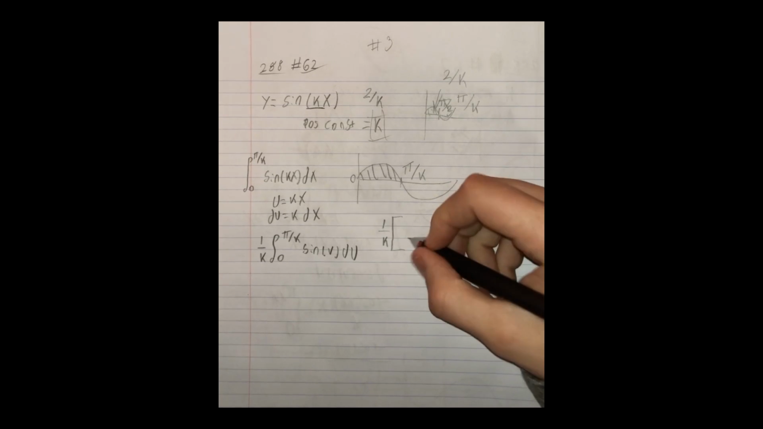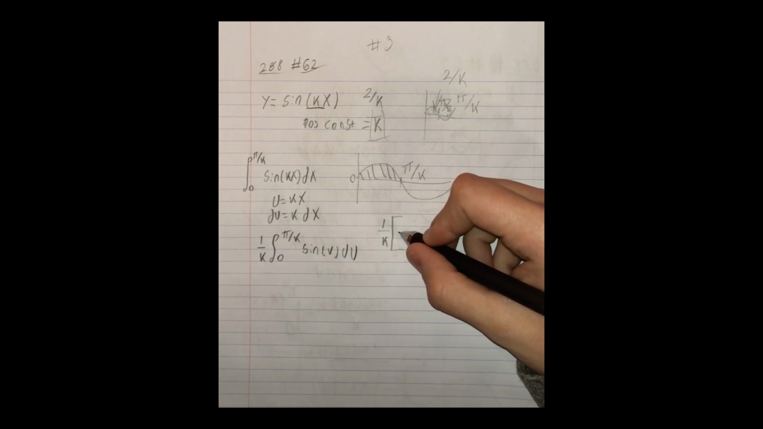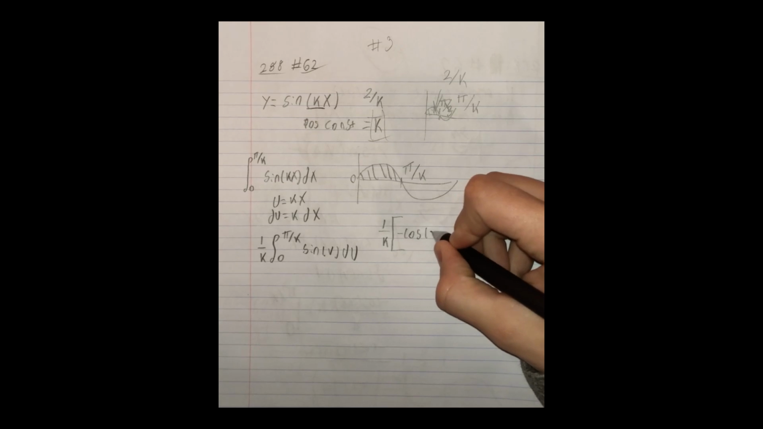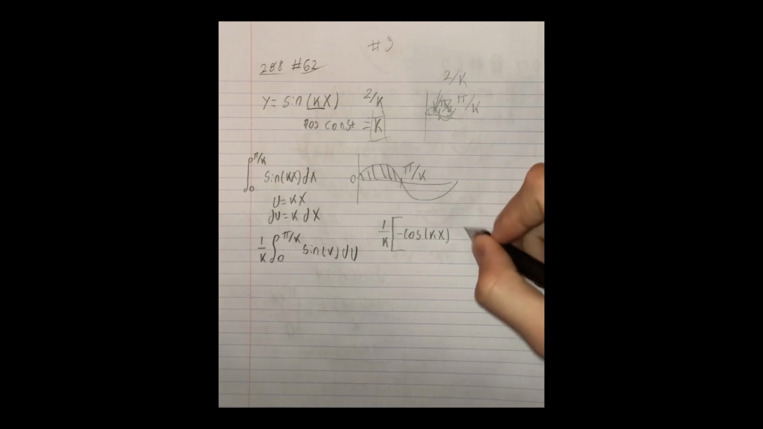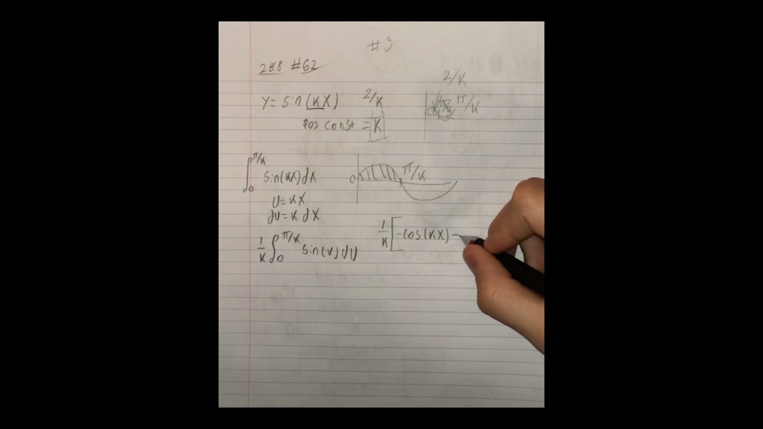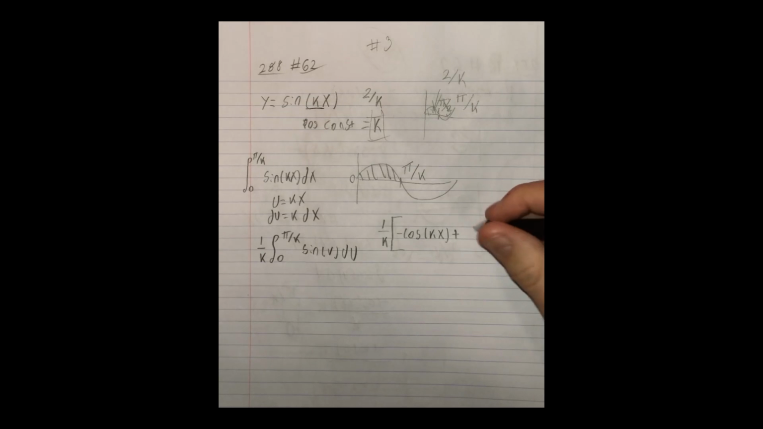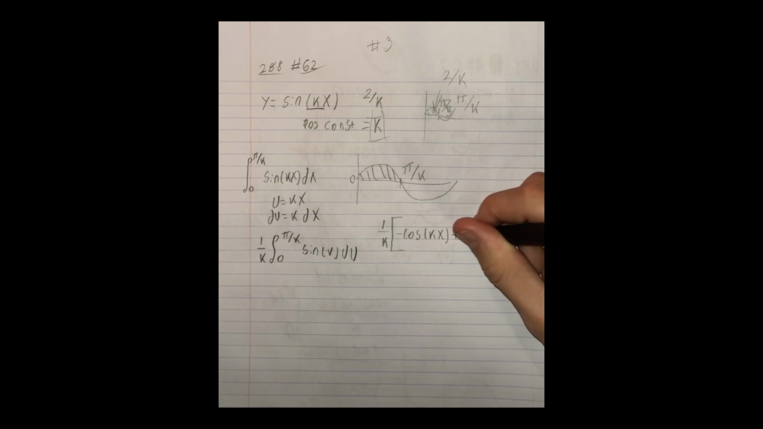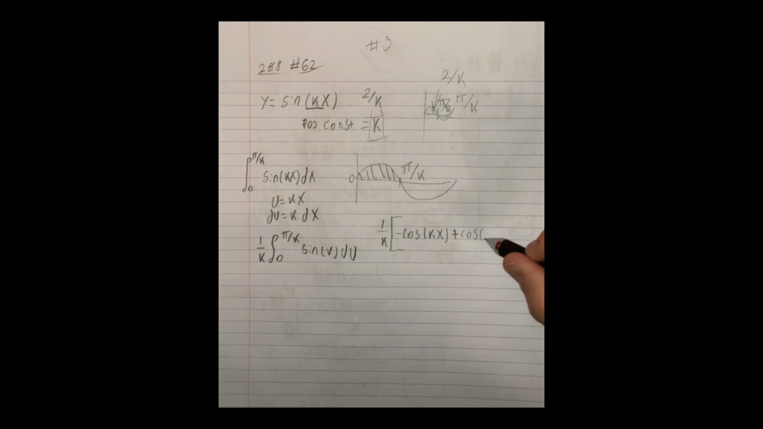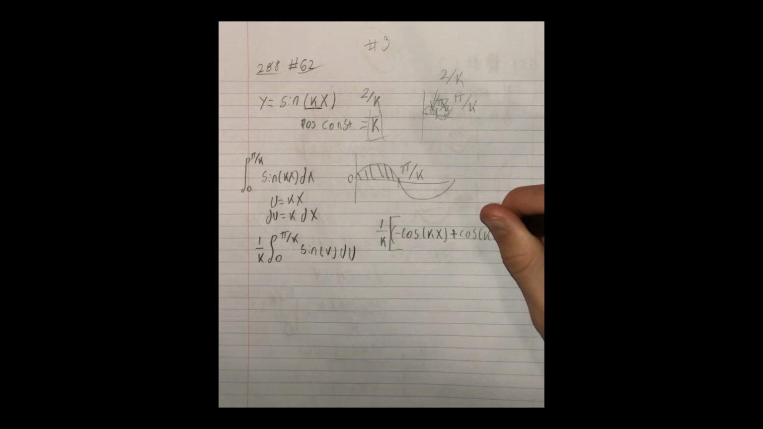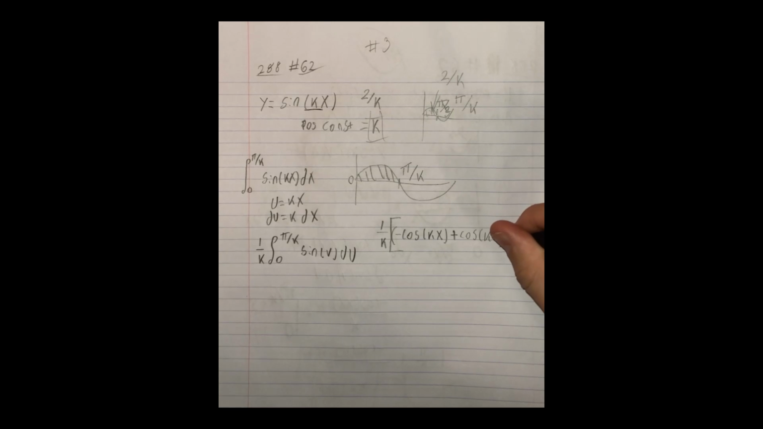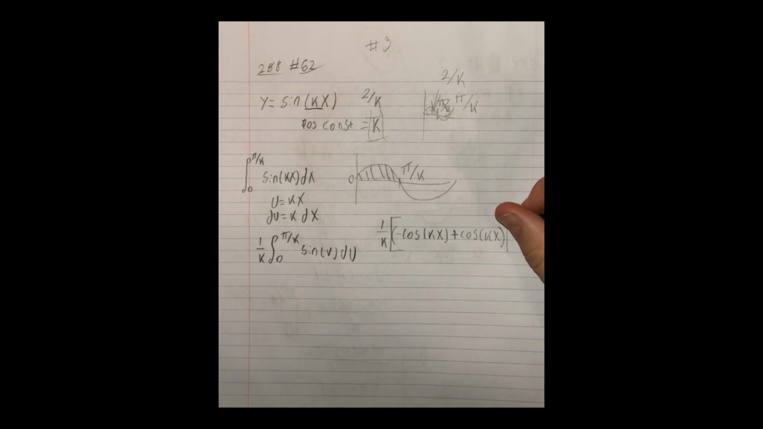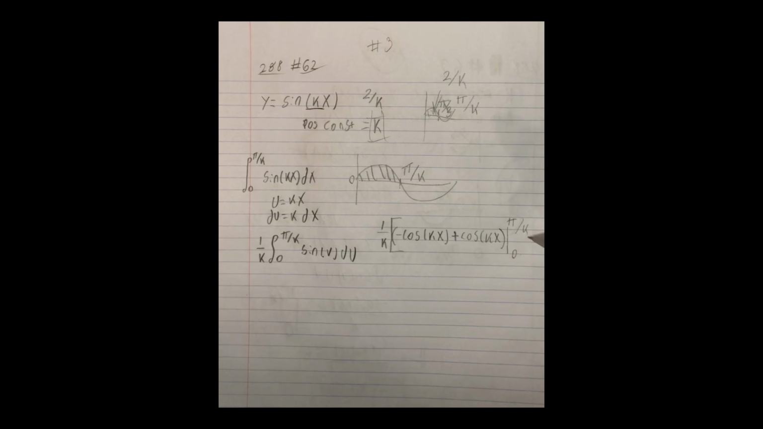I'm going to do my big old braces here. This is going to be negative cosine kx, minus, and I'm just going to say plus because I know that's going to happen, plus cosine kx, and then this is all in big parentheses here again, integrated from pi over k and 0. Sorry, from 0 to pi over k.